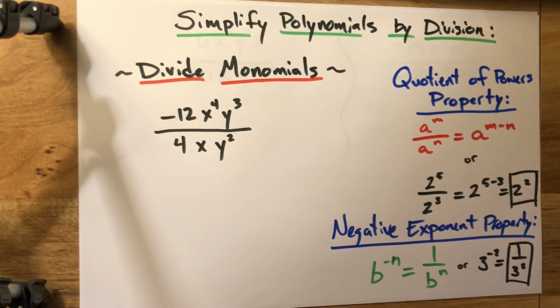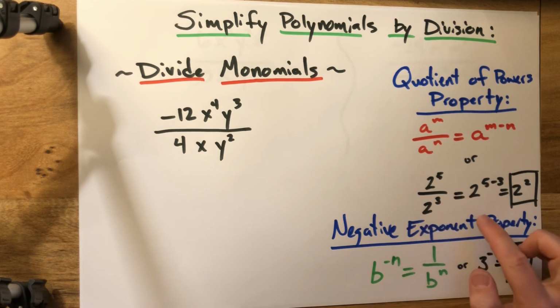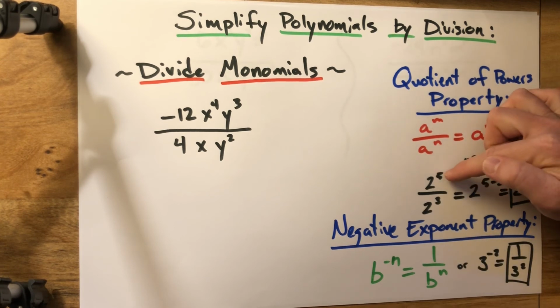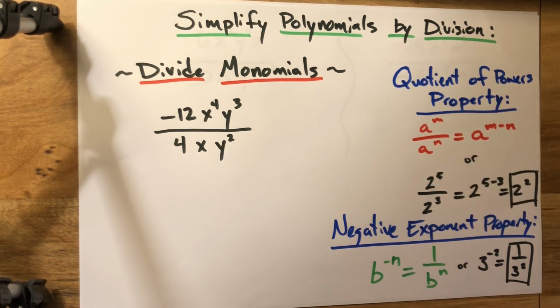To boil that down, if we had 2 to the 5th divided by 2 to the 3rd, as a shortcut, instead of solving it all the way out, we could say 2 to the 5 minus 3, or 2 to the 2nd. Another way to think about this is to say we would have 5 2's being multiplied on the top of the fraction and 3 on the bottom. That would give us 3 of them canceling out and leaving 2 2's left over, so 2 to the 2nd power.